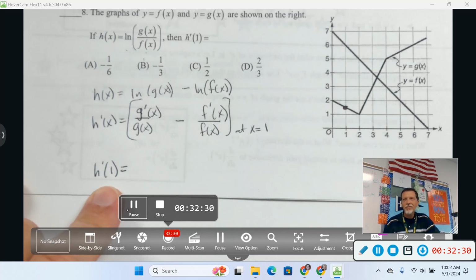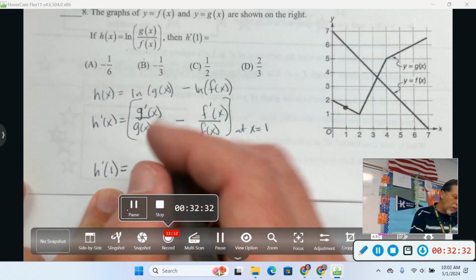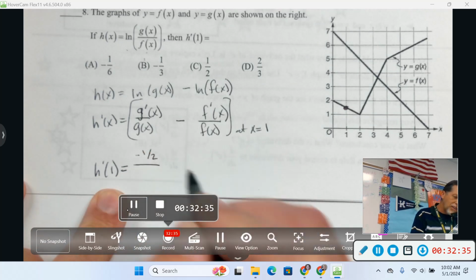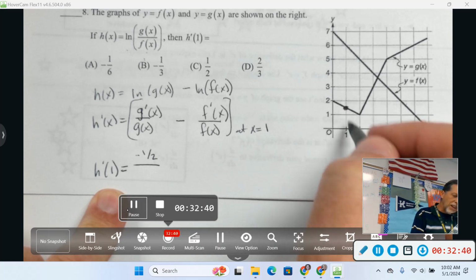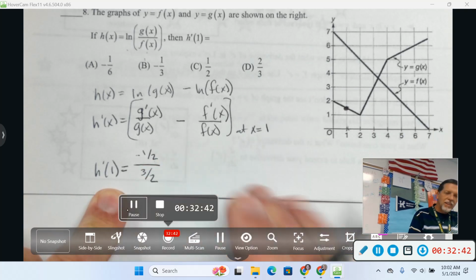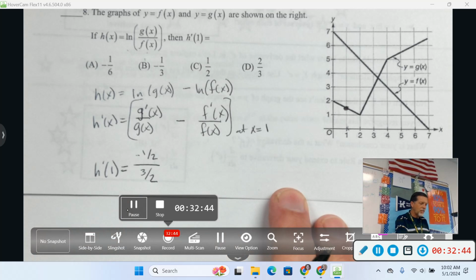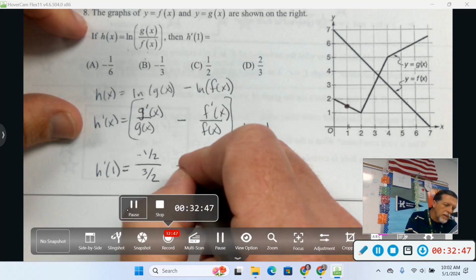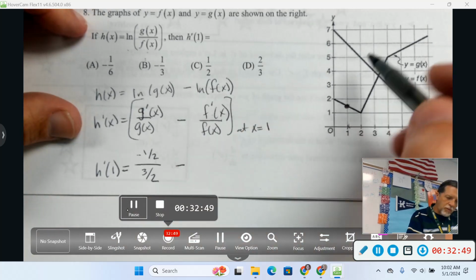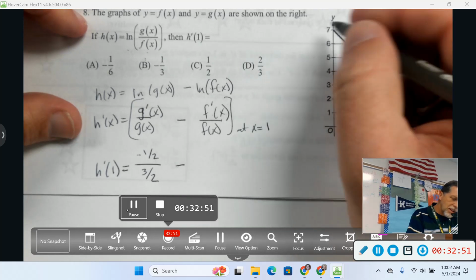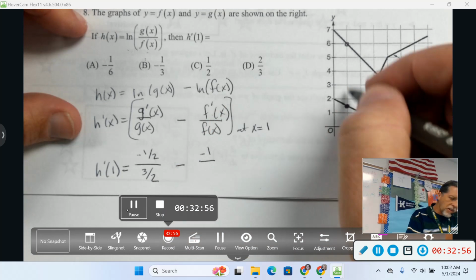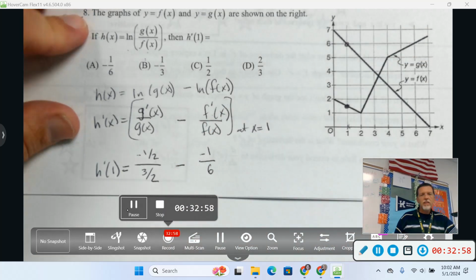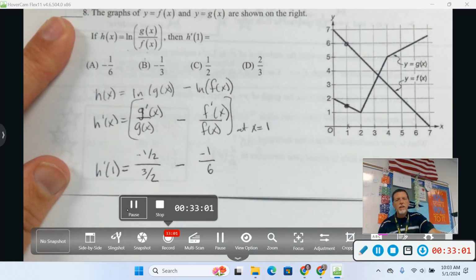Good, negative 1/2. So that just means the slope of g at 1 is negative 1/2. G of 1 is 1.5 or 3/2. Ugh, fractions and fractions. That's okay, we can do that. Minus f prime at 1 is negative 1. And f of 1 is 6. Yes, that's a safe stop.